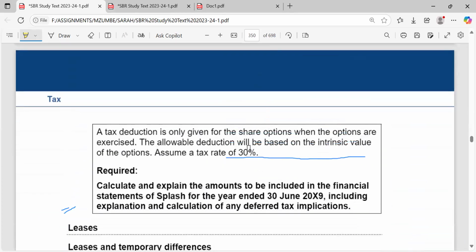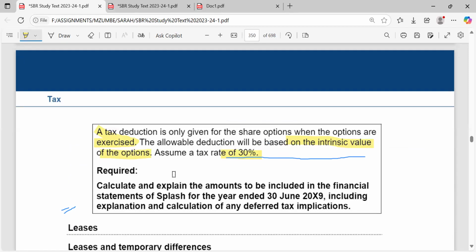We are told here that a tax deduction is only given for the share options when the options are exercised. This is obvious, right? It is usually done this way. And the allowable deduction will be based on the intrinsic value of the option. This is also obvious. They have just stated this to simplify matters for us, right? Assume the tax rate of 30%.